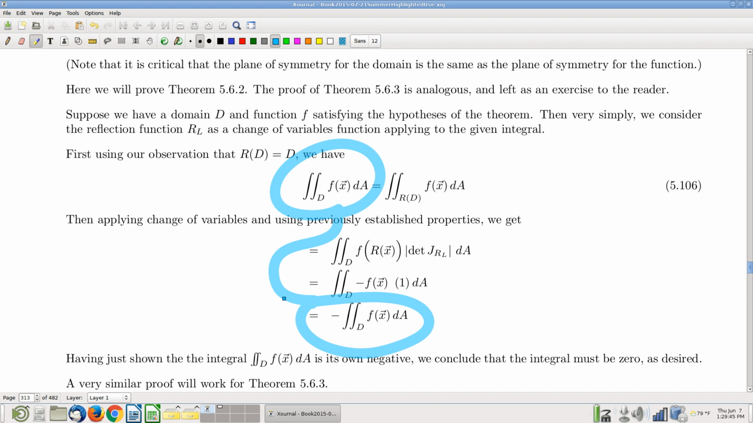The proof of the one-dimensional version of this that you might have seen in Calc 1 is morally identical, except that you use the substitution rule instead of what we did here. It's morally equivalent.